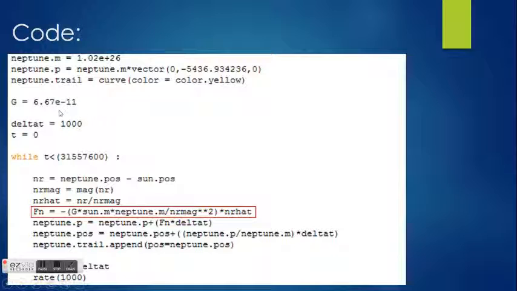Here's the gravitational constant. Inside this while loop, we're constantly updating the position vector, which is just Neptune minus sun. This gives us a vector pointing towards Neptune from the sun. We take the magnitude of this, and then we can plug it into the gravitational force equation. But we're going to make it negative so that it's pointing towards the sun and not towards the planet, since the sun is the one acting on the planet. Here's just the momentum update, position update, and from this we get this image right here.